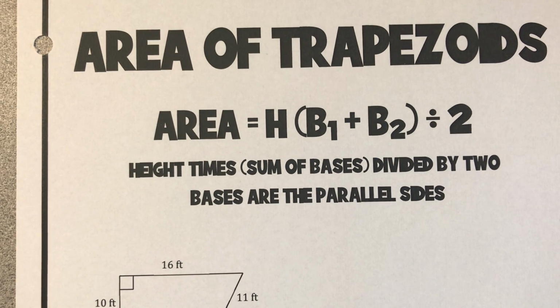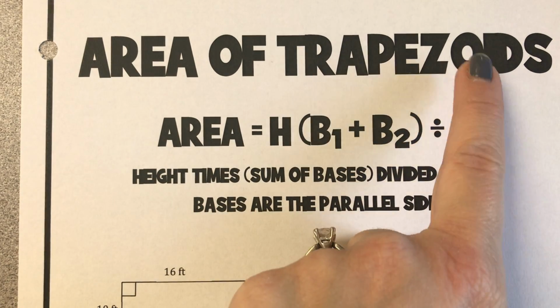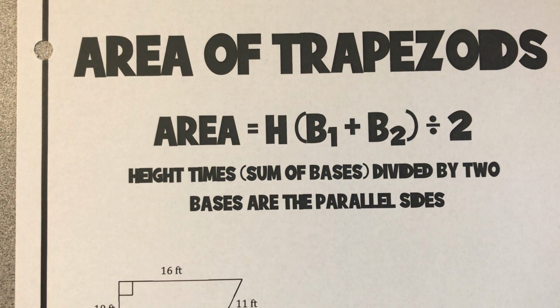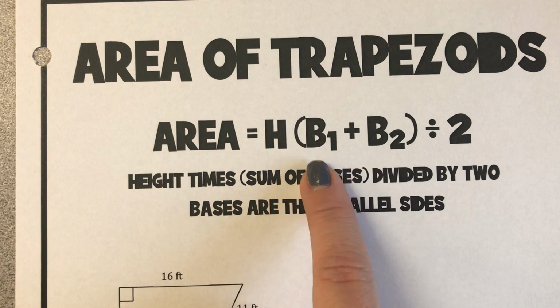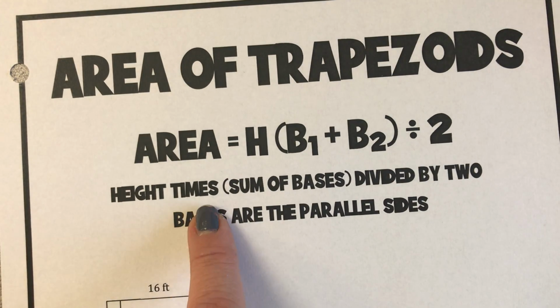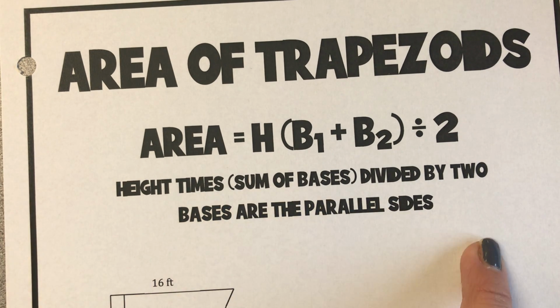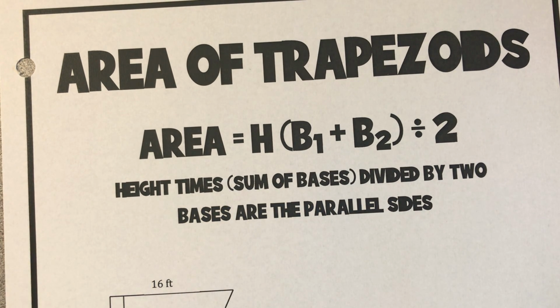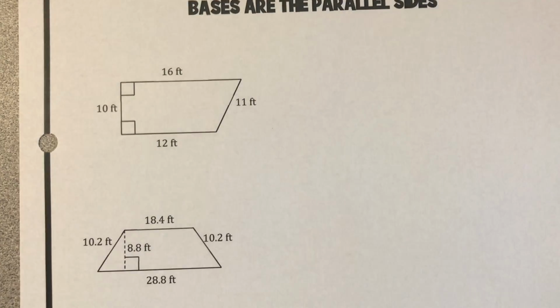Okay, today we're going to talk about how to find the area of trapezoids. That looks like a giant D, it's an IDS. Okay, and the area is the height times the sum of the bases divided by 2. Okay, and I wrote it out here. It's height times sum of the bases divided by 2. And the bases are the parallel sides. So let's get to work.